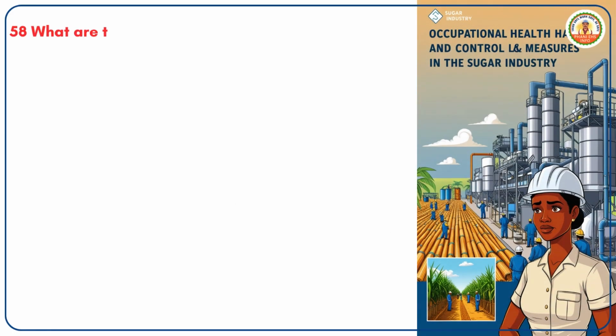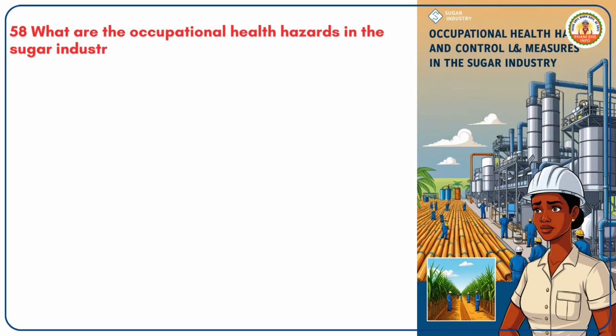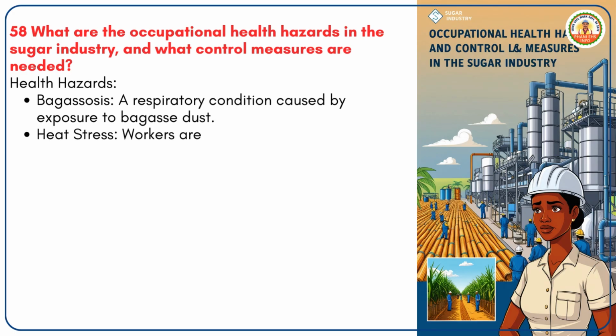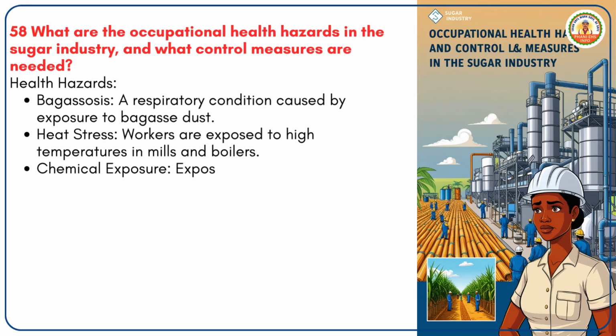58. What are the occupational health hazards in the sugar industry, and what control measures are needed? Health hazards. Bagasosis, a respiratory condition caused by exposure to bagasse dust. Heat stress. Workers are exposed to high temperatures in mills and boilers. Chemical exposure. Exposure to chemicals like sulfur dioxide, caustic soda, and lime.